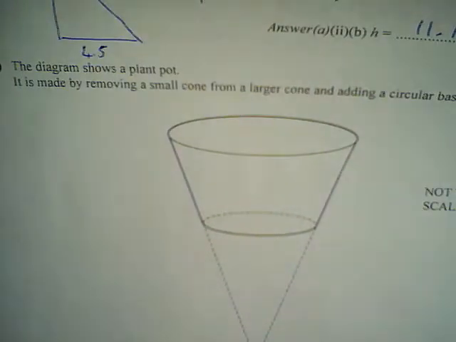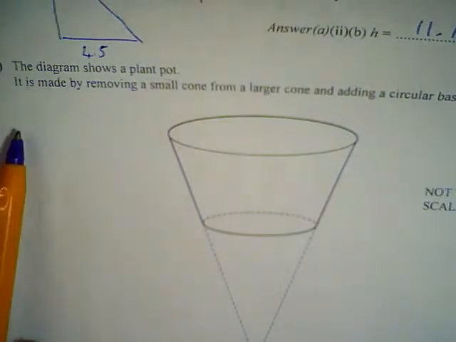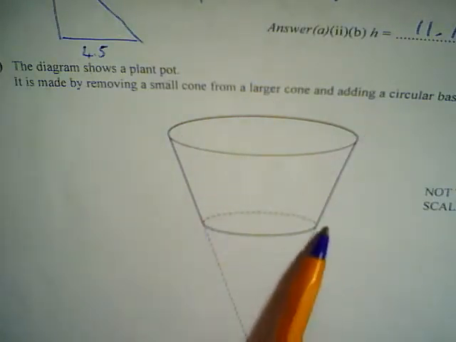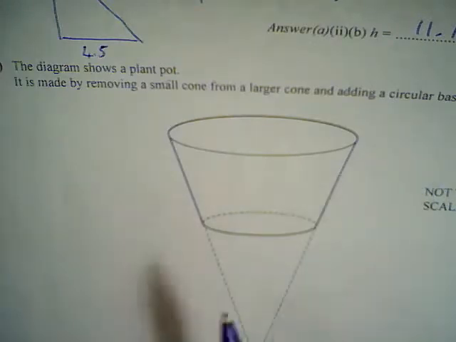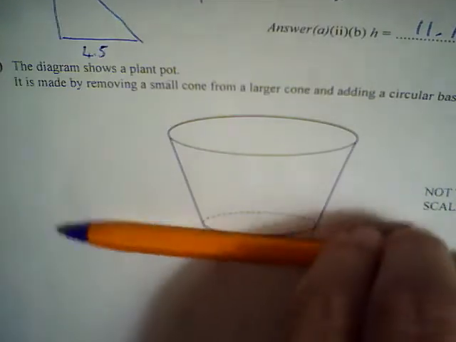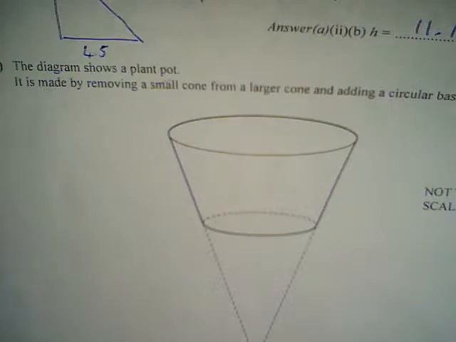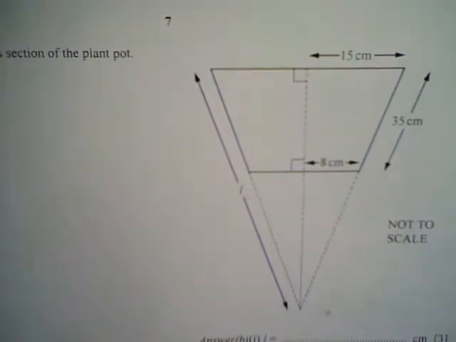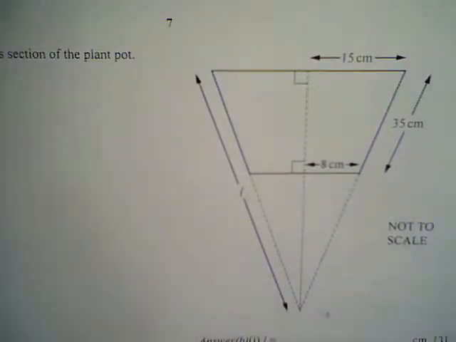The next question gives us a beautiful cone. The diagram shows a pot plant. It is made by removing a small cone from a larger cone and adding a circular base. So here I have a cone. I remove this bottom part, a smaller cone, and add a base to it, and there's my pot plant. Okay, good. Then they say this is the cross section of this pot plant, and they give us some decent information, I think.